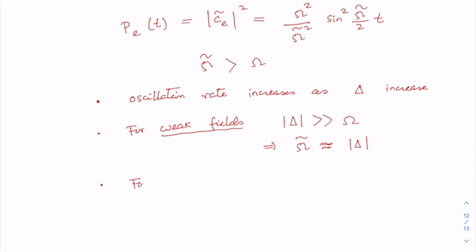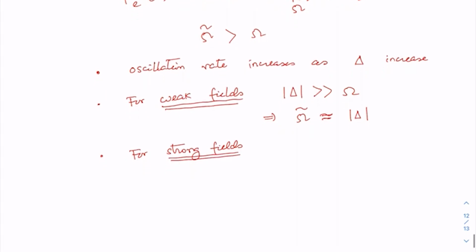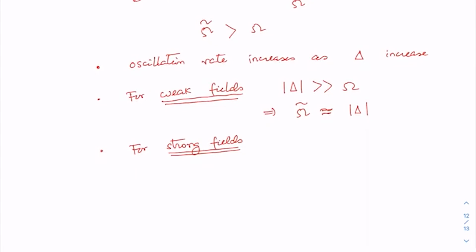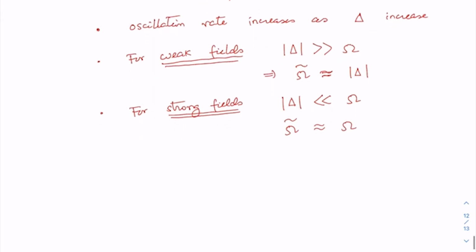And for strong fields, actually weak fields and strong fields are defined with reference to the detuning parameter. That's the reason I am telling again and again that the detuning parameter is extremely important, because this is one of the controllable parameters for us. And for strong fields, the magnitude of the detuning is much smaller than the Rabi frequency, not the generalized, the Rabi frequency. So in that case, the generalized Rabi frequency would be nearly equal to the Rabi frequency.